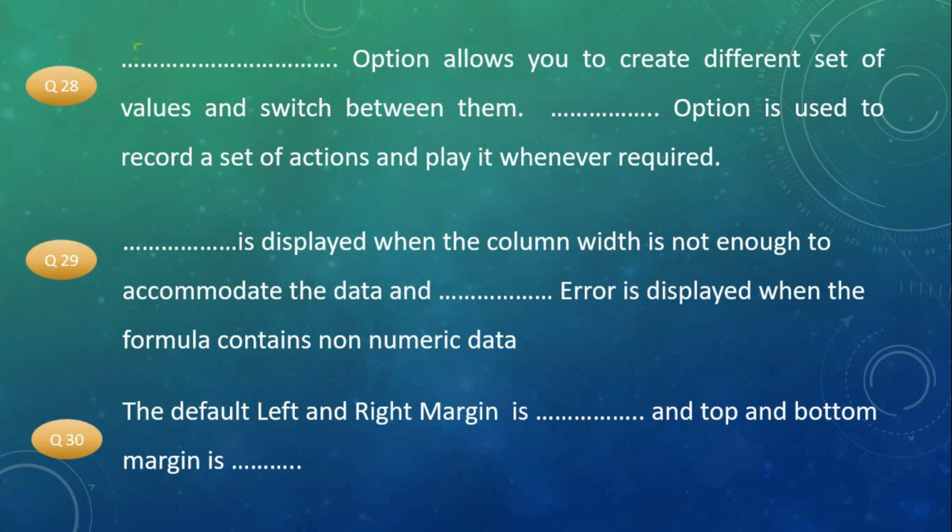The answer for these questions: Scenario Manager option allows you to create different sets of values and switch between them. And Macros option is used to record a set of actions and play it whenever required. Hash is displayed when the column width is not wide enough to accommodate the data, and hash value error is displayed when the formula contains non-numeric data. The default left and right margin is 0.7 inch and top and bottom margin is 0.75.